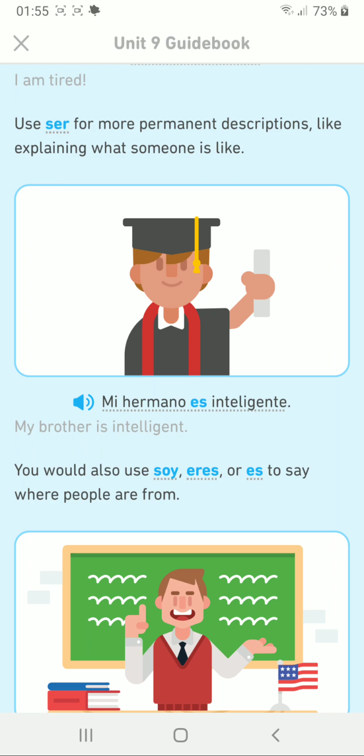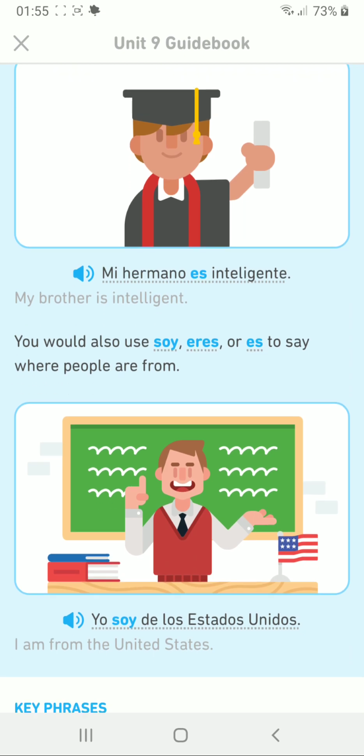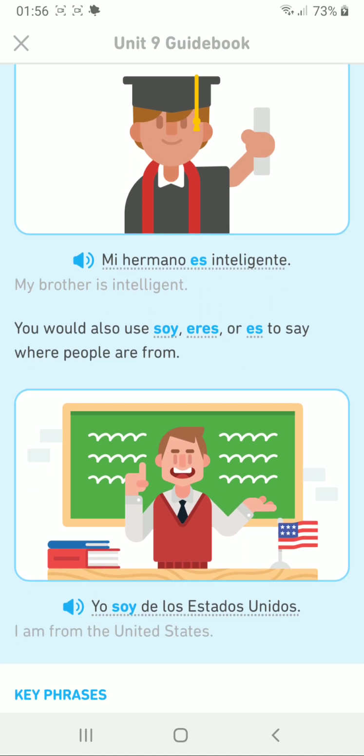El coche es amarillo. It is yellow. It's not likely to be changed or painted into another color. So it's going to stay like this. So that's why you use the verb ser instead of estar. Mi hermano es inteligente. So he is intelligent. It's very unlikely that he becomes silly or unintelligent just suddenly.